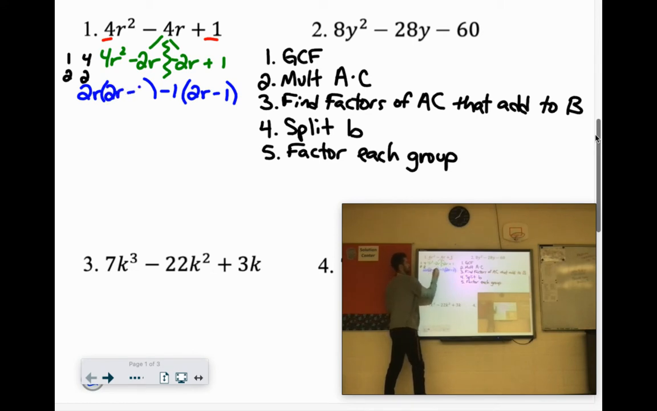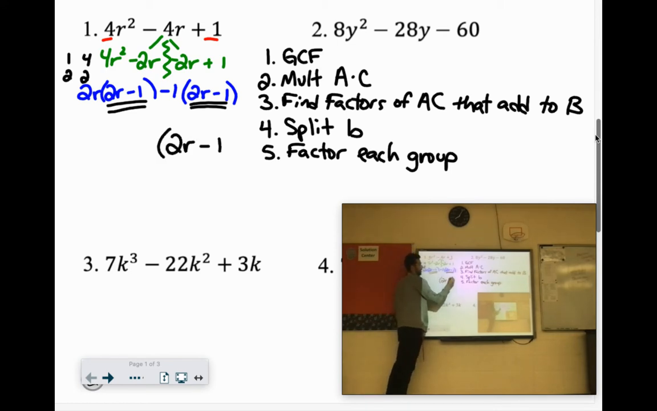2r minus 1. So if you look at what's in parentheses, they both have 2r minus 1. That's a good sign, because that will go in the parentheses for one of our final answers. The other part of the final answer is the greatest common factor that we took out, the 2r minus 1, which happens to be the same thing.